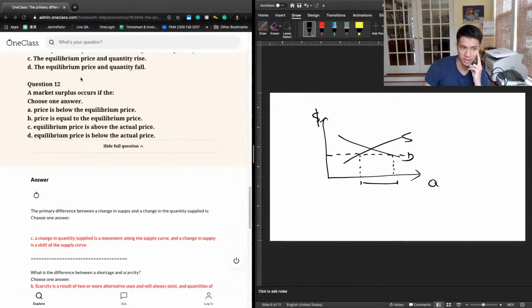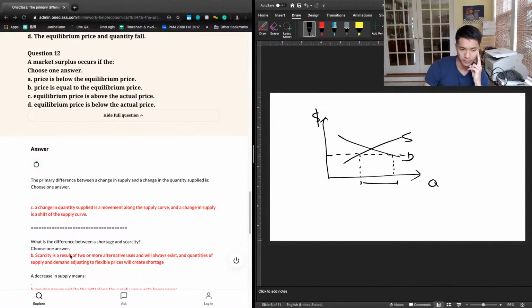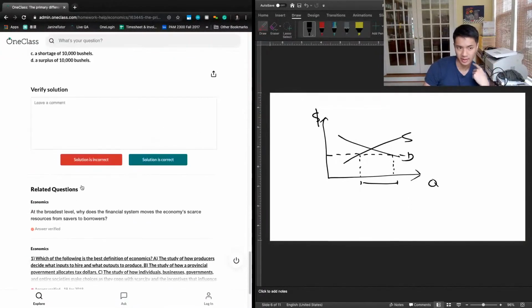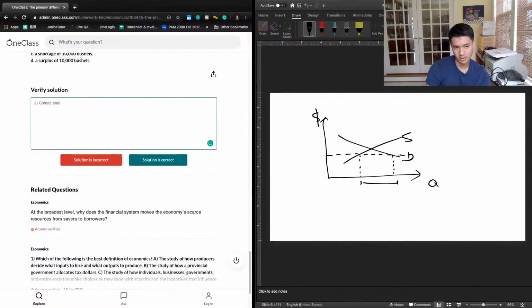Let's take a look at the previous tutor's answer, and they picked B. So we can edit that, mark that as incorrect here, and we can say the correct answer is A. Scarcity will always exist and is a fundamental assumption in economics. And it forces us to make choices. Shortages only exist when the price is kept below equilibrium.